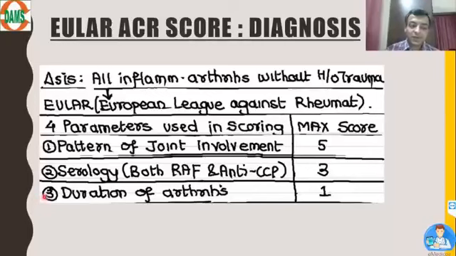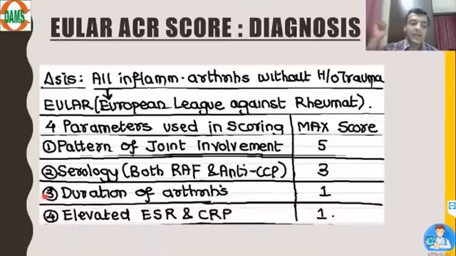We also want to take into consideration the duration of arthritis. Duration of arthritis can be given a maximum score of 1 point. And finally, you look at the objective markers of inflammation. Please recall, yesterday when we wrote notes for morning stiffness, we wrote objective markers of inflammation. ESR and CRP can be done, and that will give you 1 point.